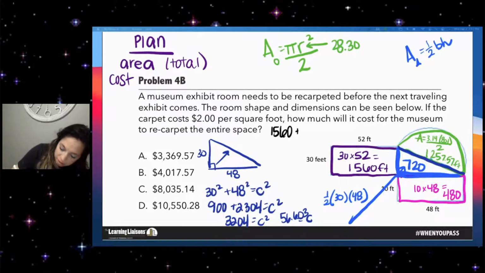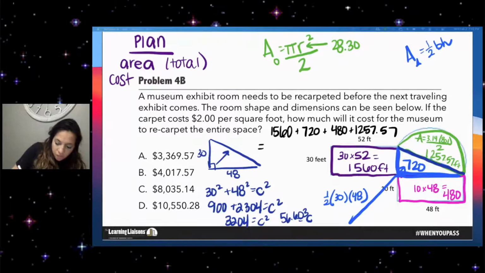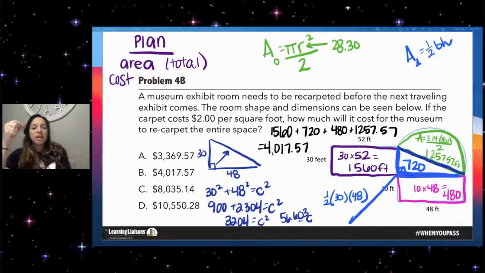1,560 plus 720 plus 480 plus 1,257.57. Again, I'm going to use my calculator so I don't make a silly error. Plus 720 plus 480 plus 1,257.57. That gives us 4,017.57. What does that number represent?